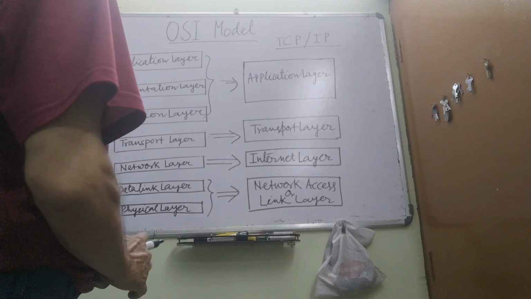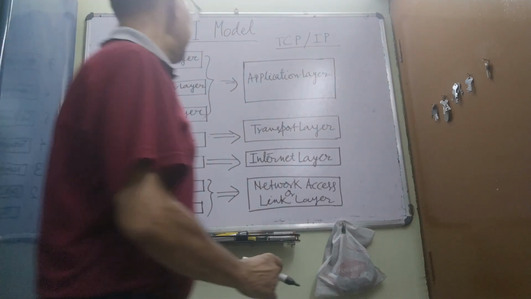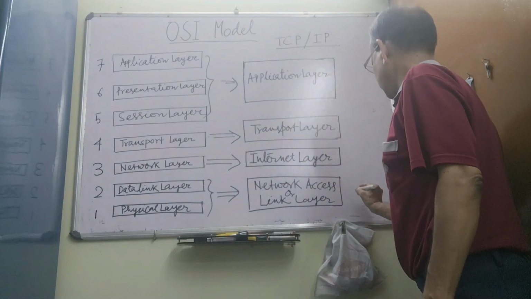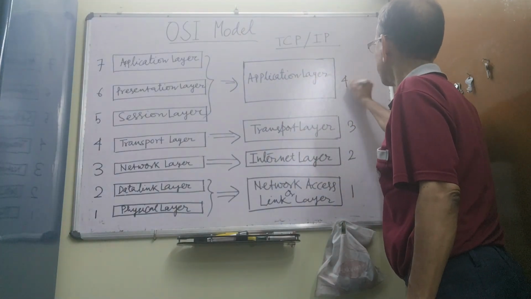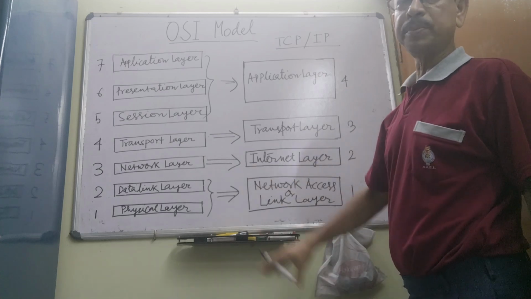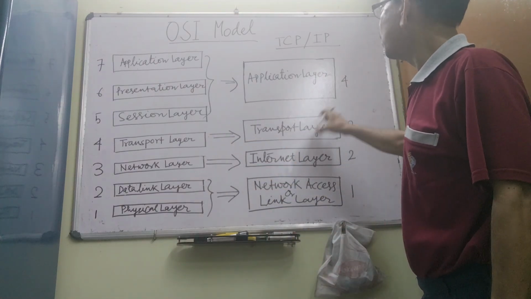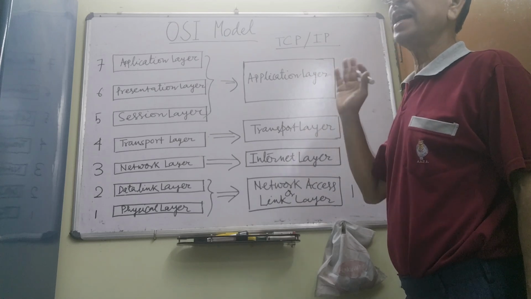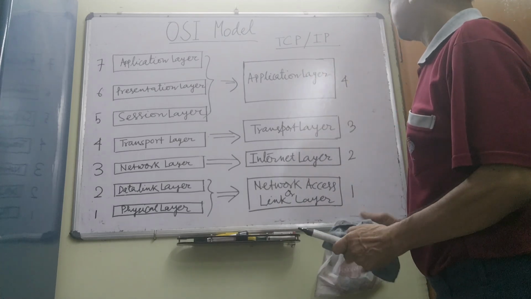So how do they work? The 7 layers are converted into 4 layers: layer number 1, layer number 2, layer number 3, and layer number 4. That is, all the jobs of the 7 layers are converted into these 4 layers, with some efficiency and security.